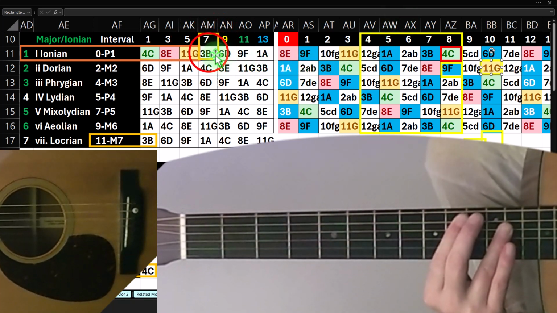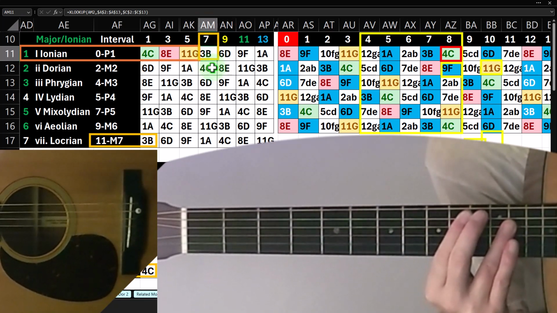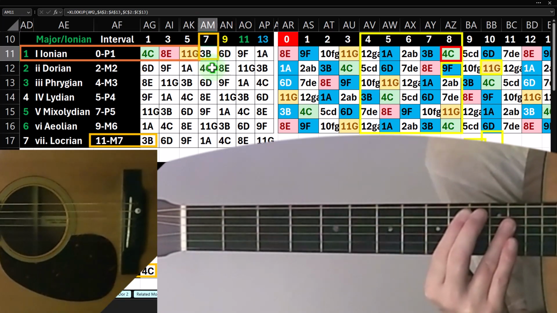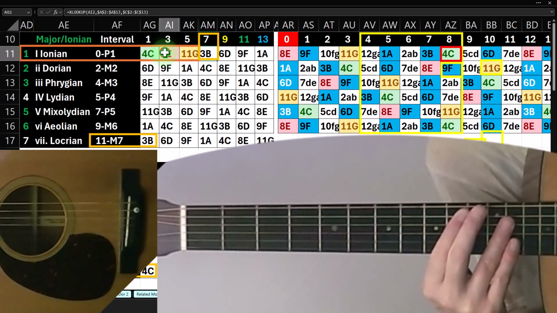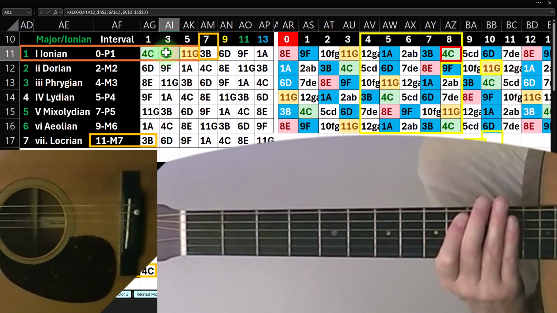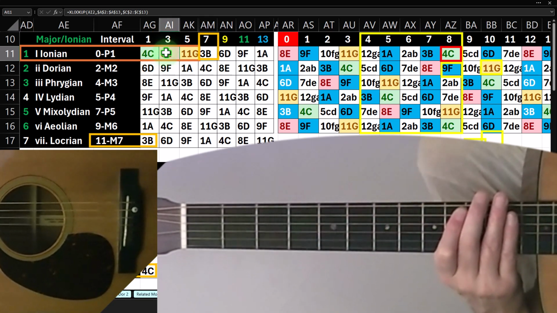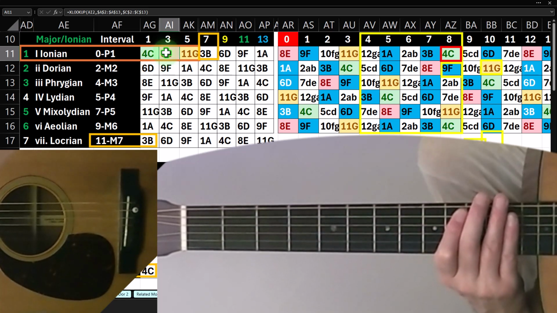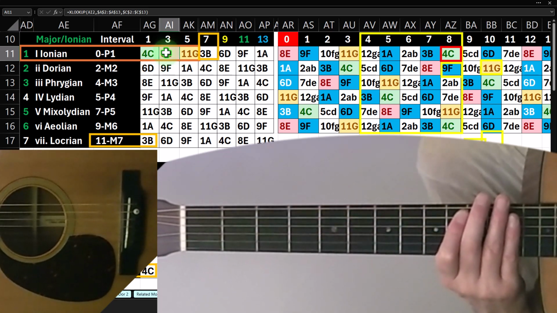That's great. But what if I want to add the 7? Then it becomes a problem, because the 7 doesn't follow the same convention as the third. I can't just say, well, all the majors are going to have a major 7 and the minors are going to have a minor 7. It doesn't work that way, right?